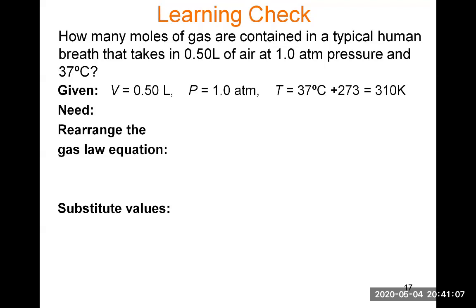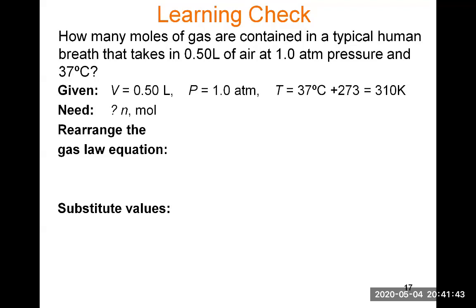You need to automatically remember to change the degree Celsius into kelvins. And for this, you need to add 273 to the degree Celsius to get the kelvins. And that's 310 Kelvin when you have 37 degrees Celsius. So we have the volume, the pressure, and the temperature. What is the question asking? How many moles of gas are contained in a typical human breath? And so we need the number of moles. So we need n, the number of moles.